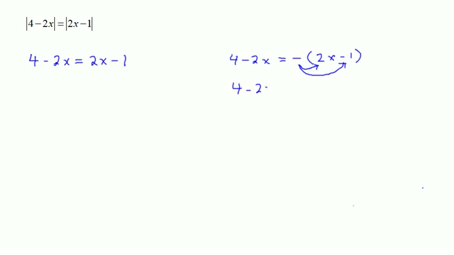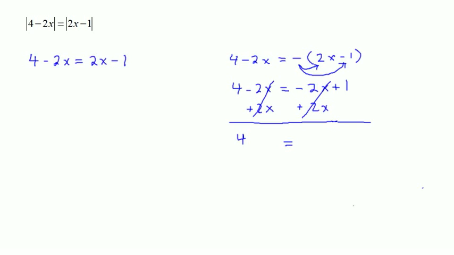4 minus 2x equals minus 2x plus 1. And then we gather the x terms together on the same side of the equation by adding 2x to both sides. And we can see that what happens here is that the two x's actually cancel out and drop out of the whole equation, so that what we have is 4 equals 1. This is a contradiction. We saw these in linear equations.